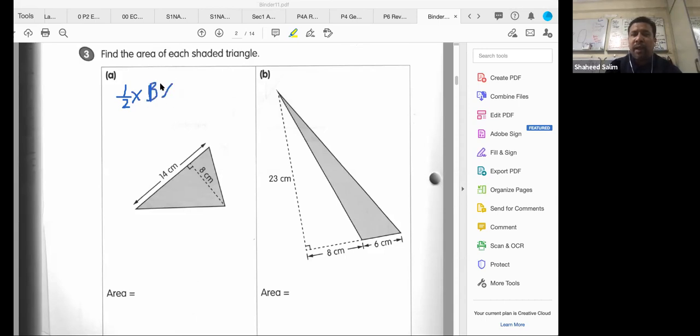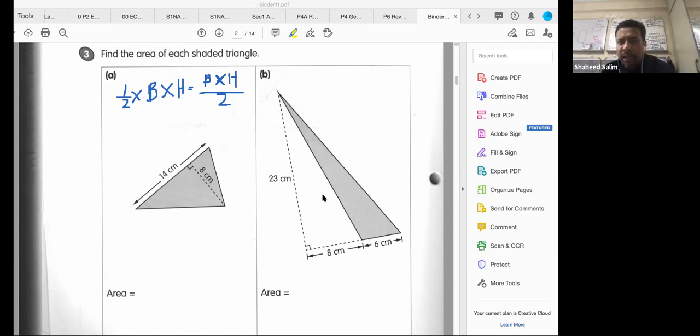Now, if you don't like this type of formula, never mind. This is the same formula as this. You take base times height, and then you divide the answer by 2. So you can write it like that. Half times base times height is the same as base times height divided by 2. Sometimes it's easier to do it this way.